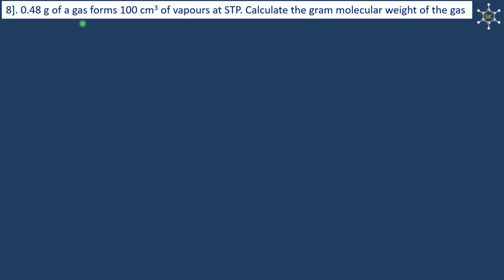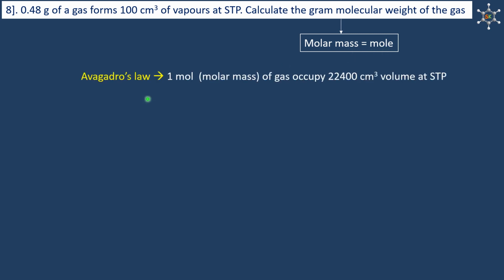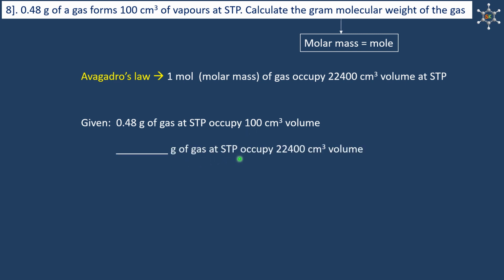0.48 gram of a gas forms 100 cm cube of vapors at STP. Calculate the gram molecular weight of the gas. Gram molecular weight means molar mass and that is related to the term mole. From Avogadro's law, we know that 1 mole of a gas occupies 22,400 cm cube volume at STP. It is given in the problem that 0.48 gram of gas at STP occupies 100 cm cube volume. So, what gram of gas at STP occupies 22,400 cm cube volume? This can be calculated using unitary method.